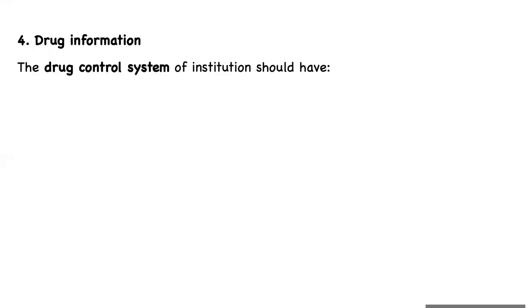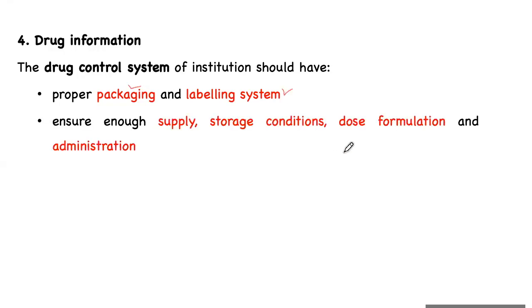The fourth principle is all drug information. As principal investigator, the drug information has to be provided. The drug control system of the institution should provide a proper packaging and labeling system. That is a very important part, because the labeling system is what provides information related to the drug. In addition, packaging matters a lot, because with inappropriate packaging there could be degradation of the drug due to moisture, light, and many other things.